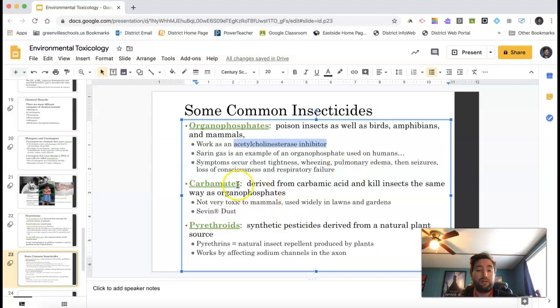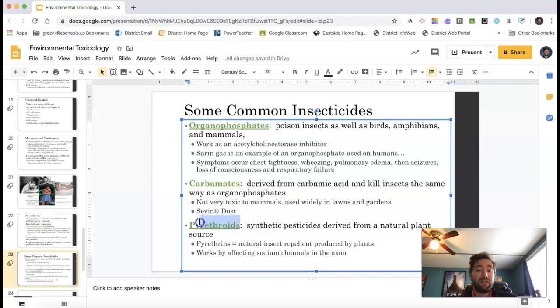The next ones are called carbamates, and carbamates are derived from carbamic acid. I always mispronounce that. They kill the insects the same way. They are, again, these acetylcholinesterase inhibitors. They're not very toxic to mammals, though. For some reason, mammals don't have the same capacity as others do. The most common one of these is called 7-dust, and it's spelled exactly like this. That's why I put the registered trademark here. 7-dust is like a powder that you would throw out around your yard. I think you can still buy it at Ace Hardware or some other hardware store, and you just throw it out and it deters pests.